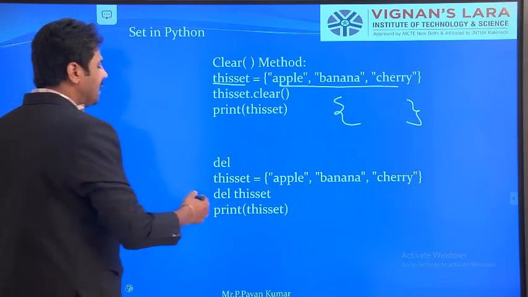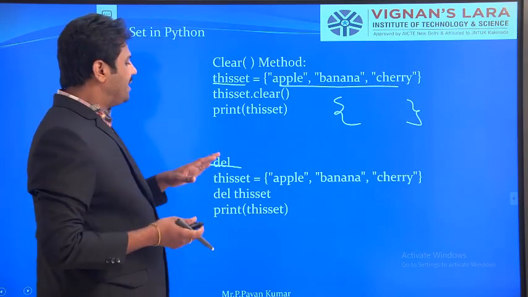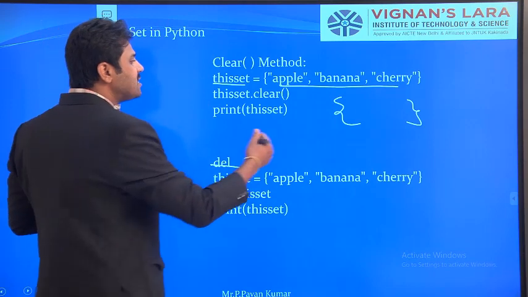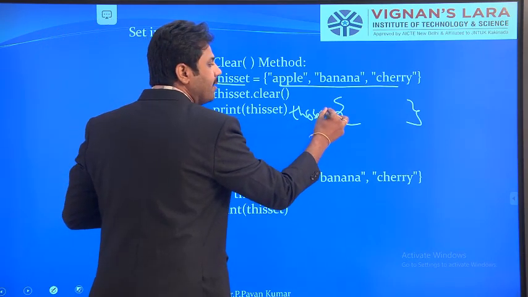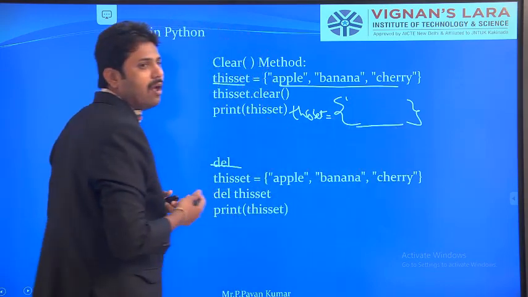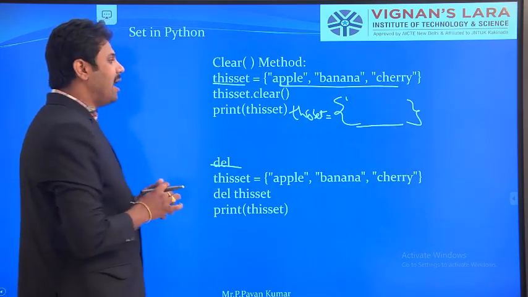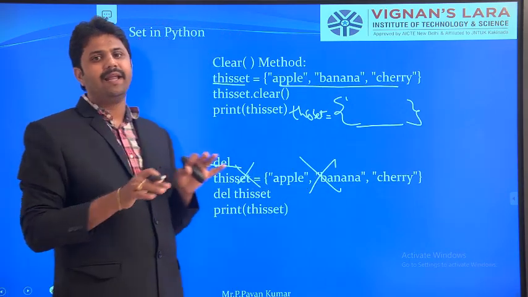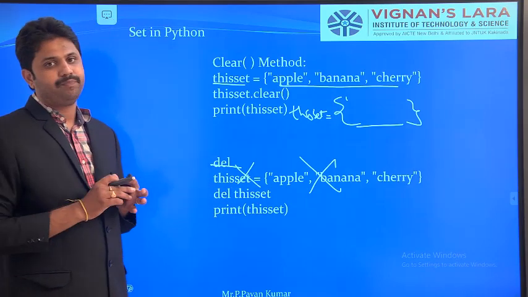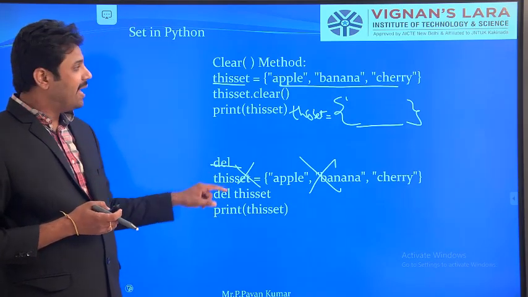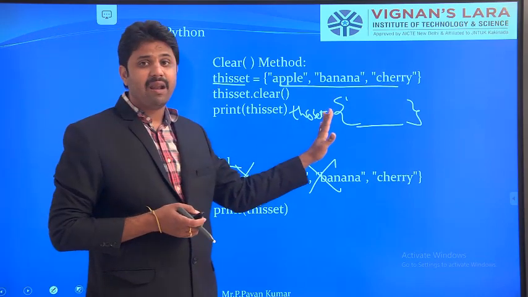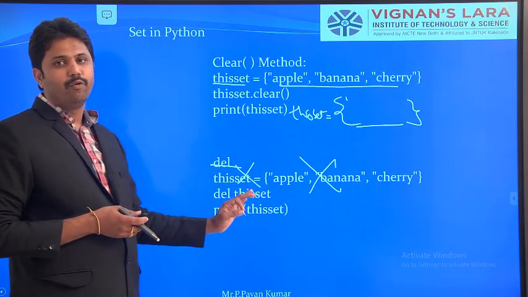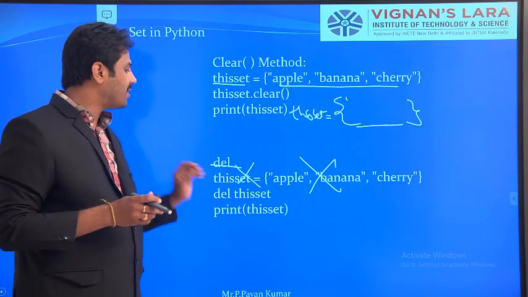And next, delete. If you want to delete the set completely: in the previous case, clear, the set is emptied, not deleted. An empty set is there. Here in this case, the set is going to be completely removed from your memory. This is not available for the next time. Here in the previous case, the set is available, but items are only cleared. Here, that set is completely removed. There is no particular memory allocation for that set.